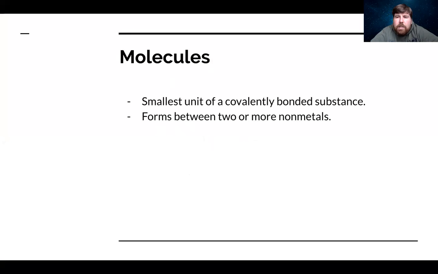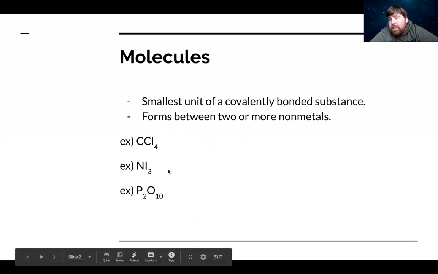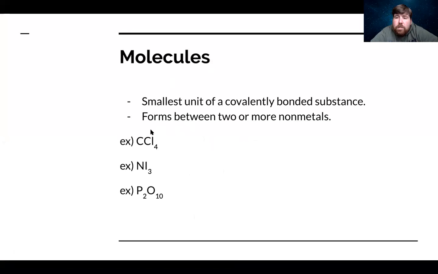Now, generally speaking, today we're really going to be looking at binary molecules, which contain only two types of elements. Remember, molecules can absolutely contain more than just two types of nonmetals. But some examples of things that we're going to work on naming today would be CCl4, which is carbon tetrachloride, NI3, which would be nitrogen triiodide, or P2O10, which would be diphosphorus decoxide.